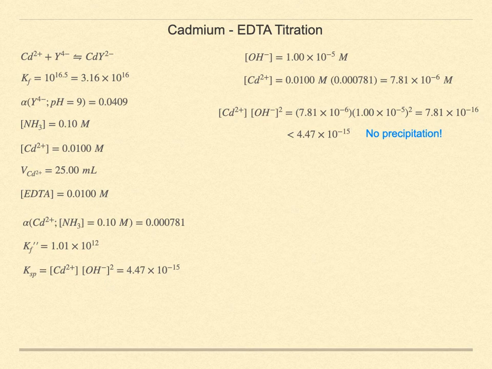We now proceed with the EDTA titration. Using the doubly conditional formation constant, we have already accounted for the reaction with ammonia and the fractional composition of the EDTA itself, and we still have a formation constant of 10 to the 12. This is what chelation gets for you. We can do calculations using the total metal ion concentration and the total EDTA concentration.